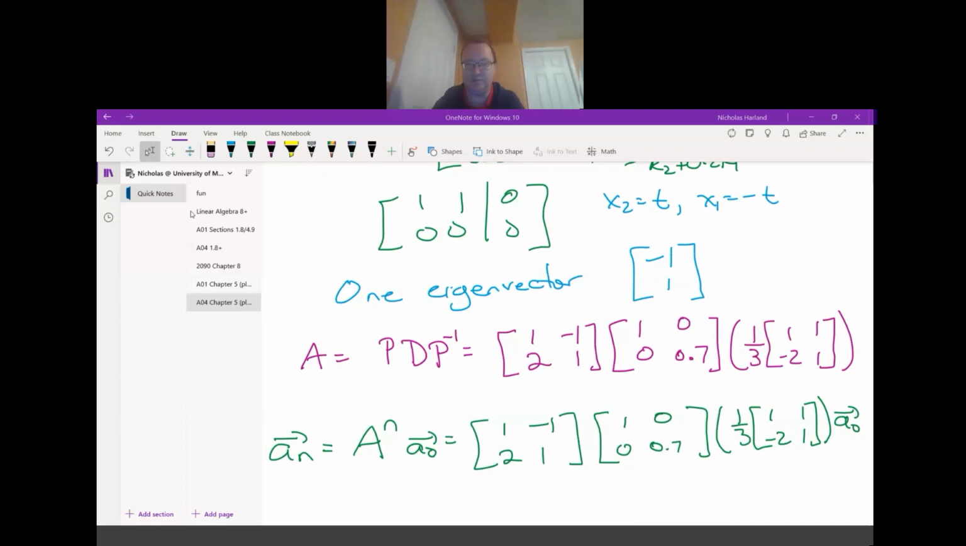Yeah, it would be D raised to the power of N. Right here. So in other words, we get the 1/3, as always, constants can be factored out. And we get 1 to the N, 0, 0.7 to the N, because diagonal matrices are awesome.